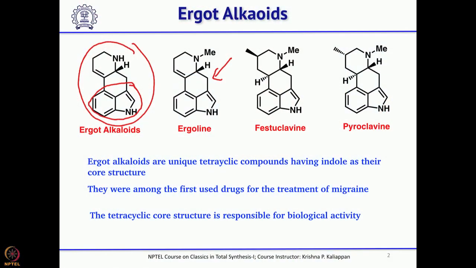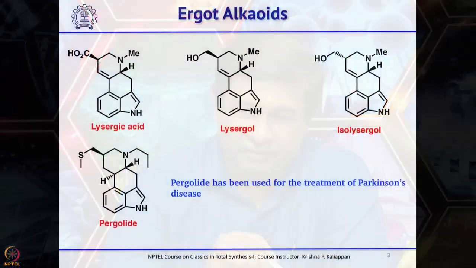So, these are three ergot alkaloids. You can see this is ergolin, having a double bond here, and festuclavin, where the double bond is reduced and the ring junction is trans, and pyroclavin. Here also you can see the ring junction is trans. So, whenever the double bond is not there, the ring junction is trans in ergot alkaloids.